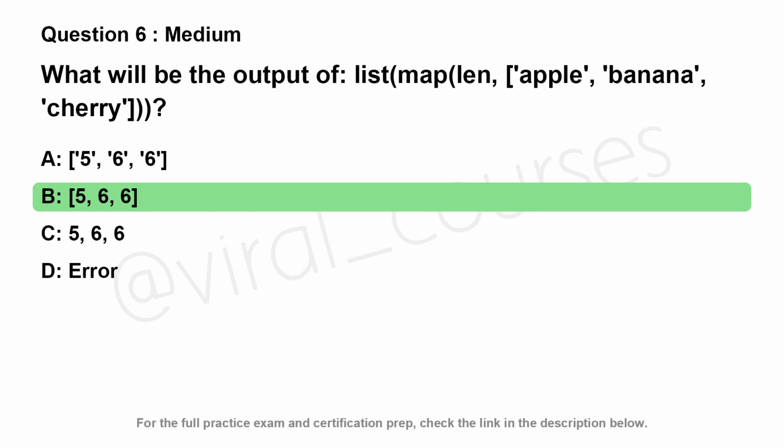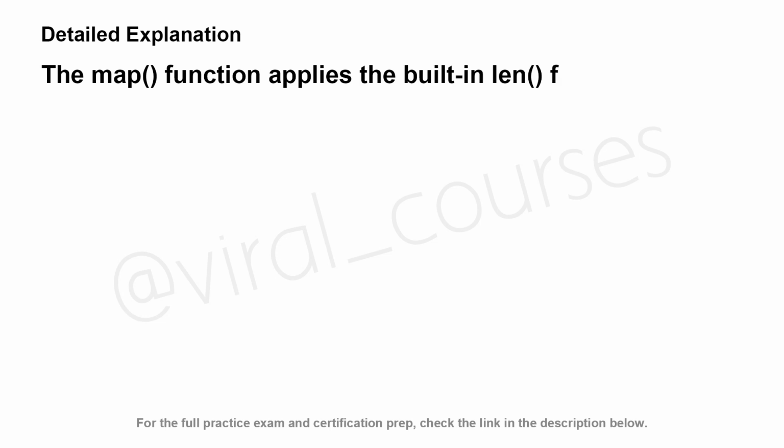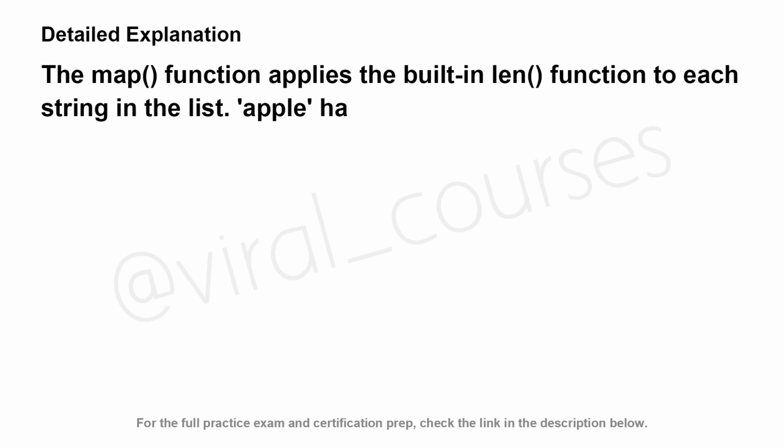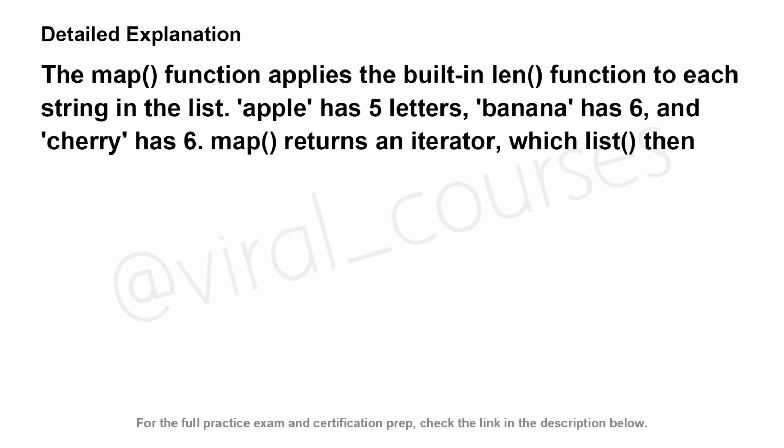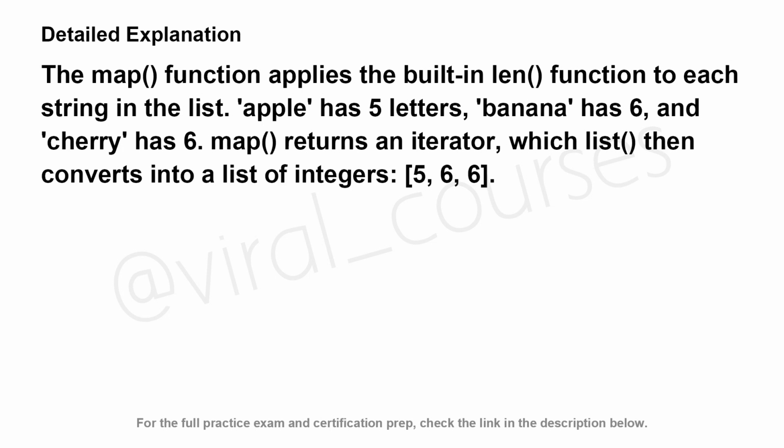The correct answer is B. The map function applies the built-in len function to each string in the list. Apple has 5 letters. Banana has 6. And cherry has 6. Map returns an iterator, which list then converts into a list of integers: 5, 6, 6.